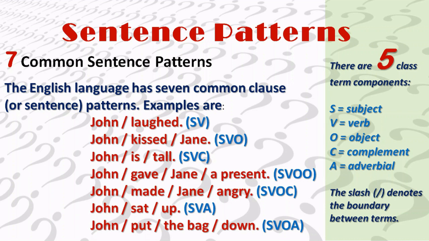John put the bag down. John is the subject, put is the verb, the bag is the object, and down is an adverbial that relates to the verb put. John put down the bag. John put the bag down. SVOA. Those are the 7 most common patterns. There are many others which can happen, but most clauses fall into these kinds of patterns.